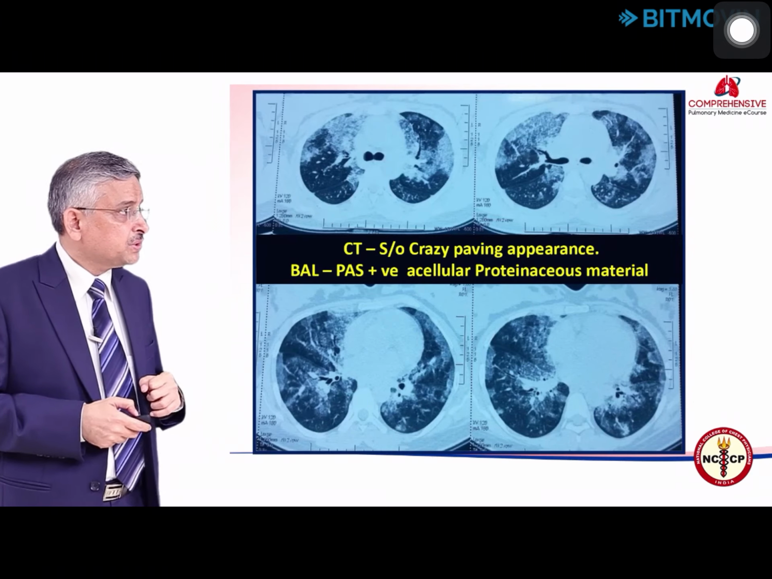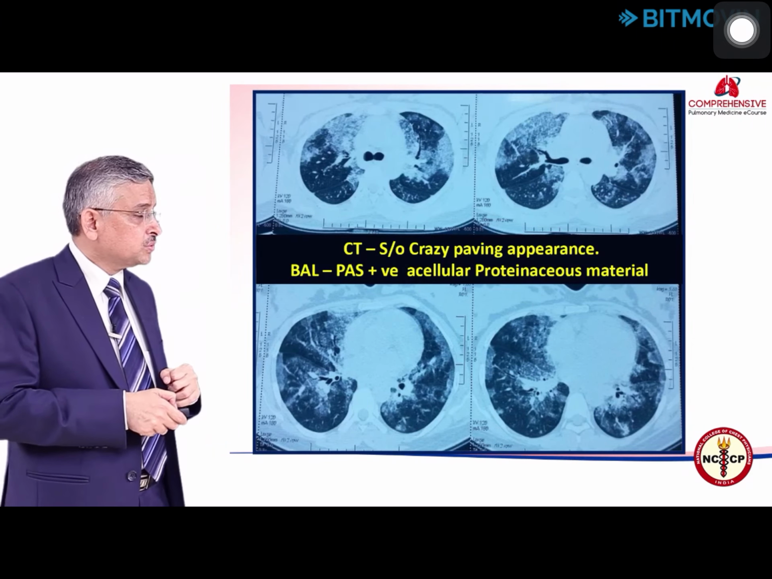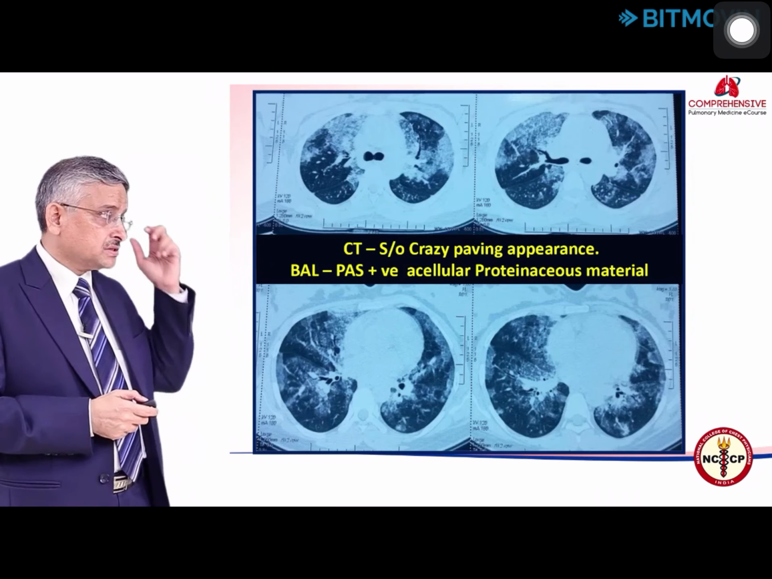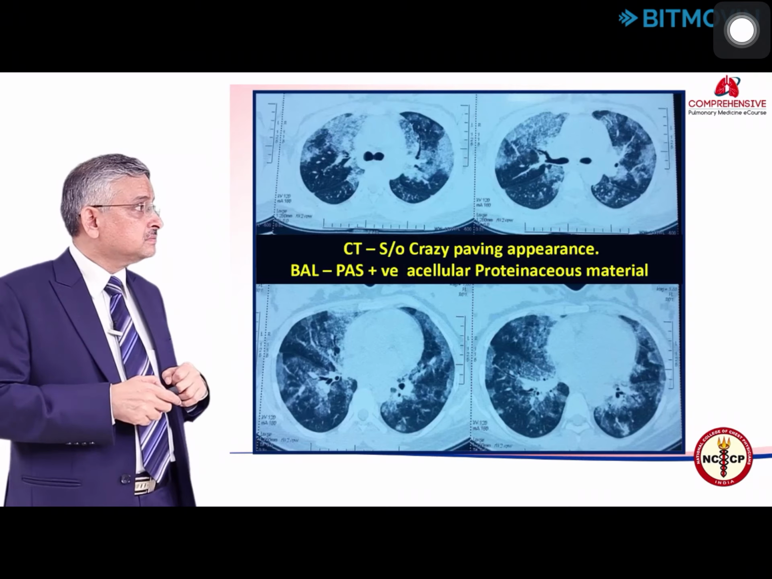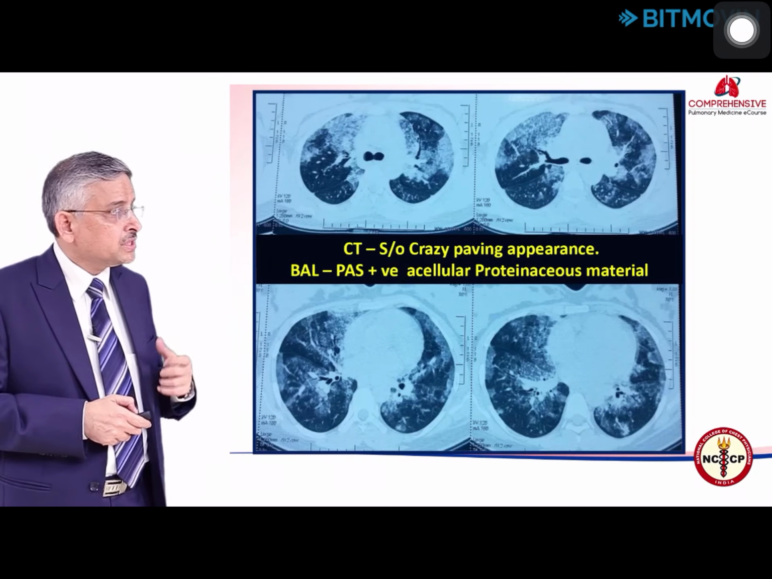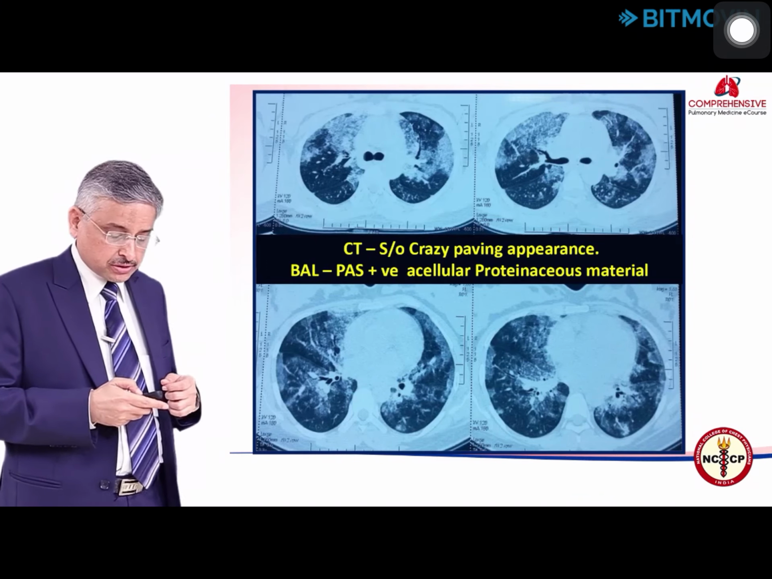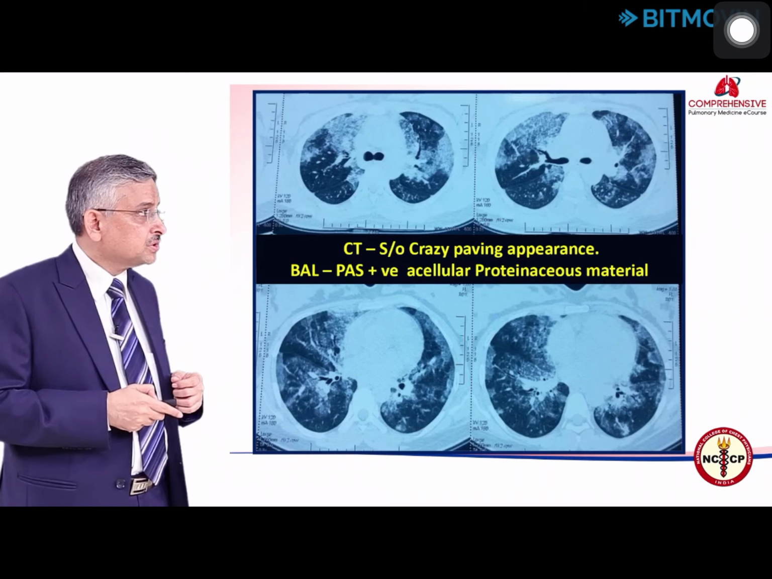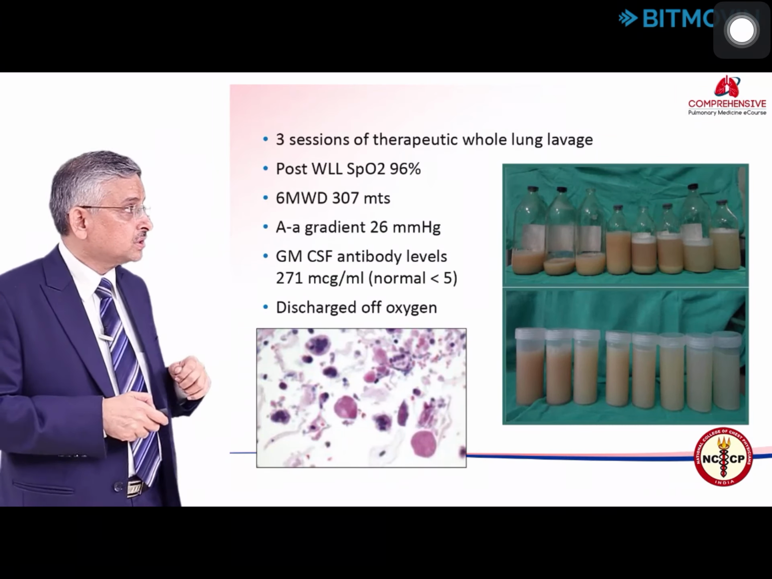This is the CT of this patient, and this classically shows what is known as a crazy paving appearance. As you can see on the CT scan, there is ground glassing with interlobular septal thickening, and we did a BAL in her. The BAL showed acellular proteinaceous material, giving us a diagnosis of alveolar proteinosis. So, the treatment for alveolar proteinosis can be a whole lung lavage, and we took this patient up for 3 sessions for a whole lung lavage.